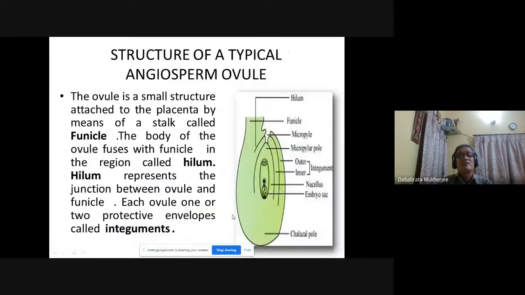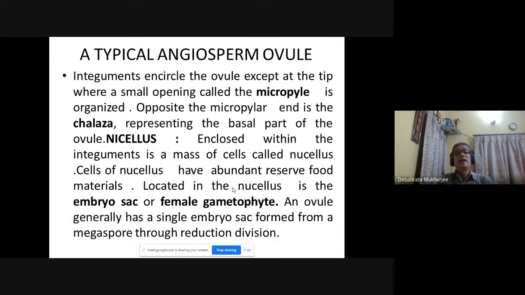Let's discuss them subsequently. The ovule is a small structure which is attached to the placenta by means of a stalk called the funicle. The body of the ovule fuses with the funicle in the region called the hilum. The hilum represents the junction between the ovule and the funicle. Each ovule has one or two protective envelopes called integuments. So, the typical angiosperm ovule, you follow.